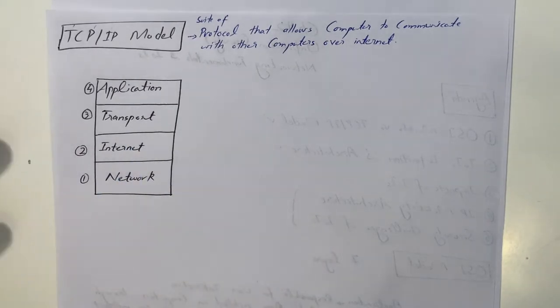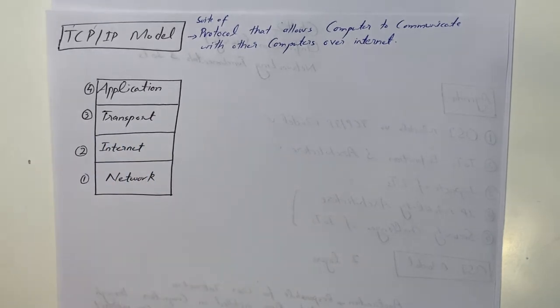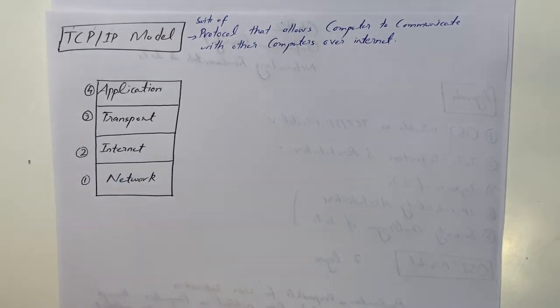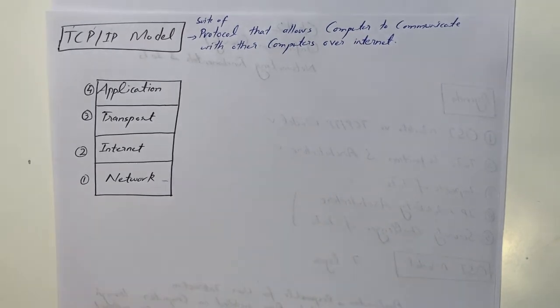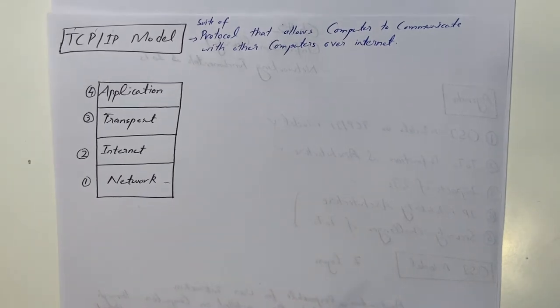Transport layer, just like we discussed, breaks down the data into small packets, and data formatting and data encapsulation is the responsibility of the transport layer. Internet layer adds the IP addresses of source and destination in the packet. And the network layer is responsible for network to network communication. And again, we use MAC addresses, just like we discussed in the data link layer. So we use MAC addresses in the network layer of the TCP/IP model.